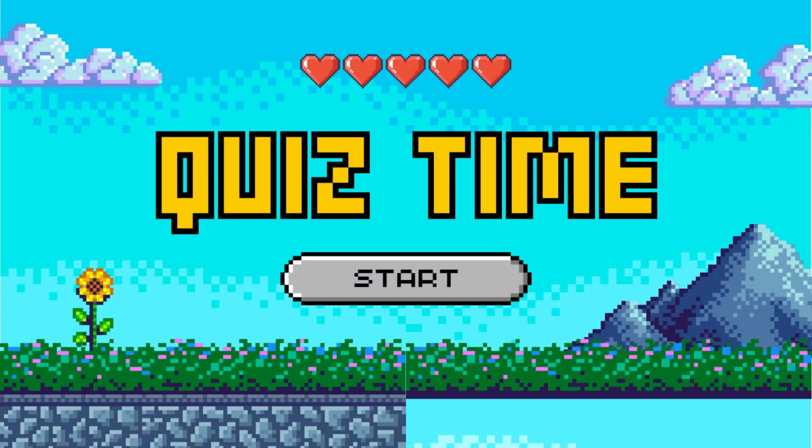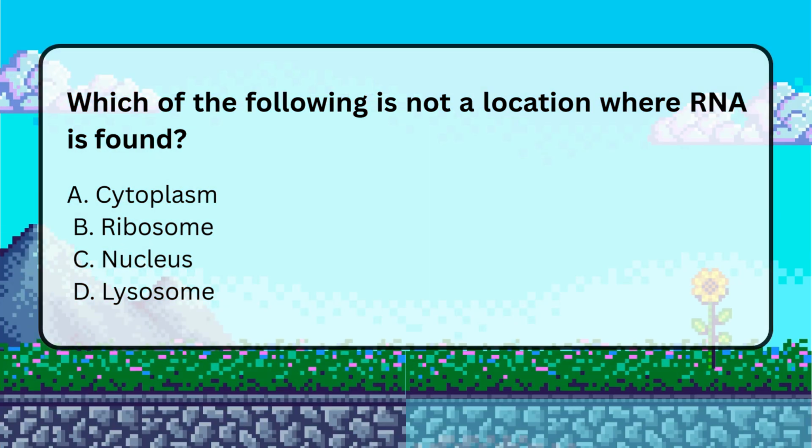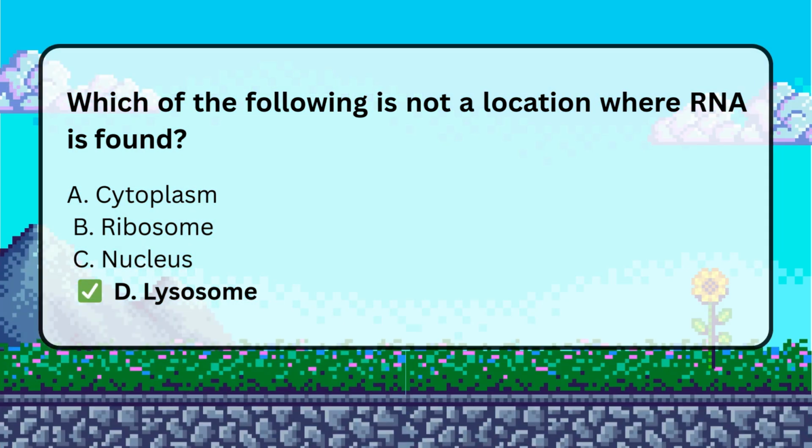Now the MCQ question that can be asked is, which of the following is not a location where RNA is found? The options are cytoplasm, ribosome, nucleus, and the last is the lysosome. The lysosome is a destruction unit, not a construction unit. So the right option is lysosome.